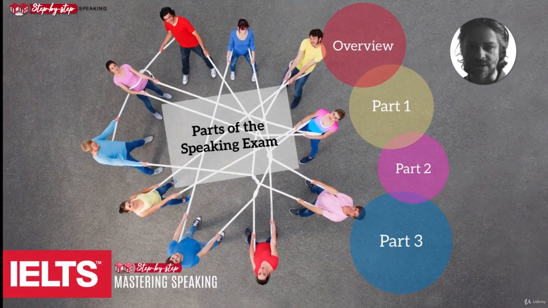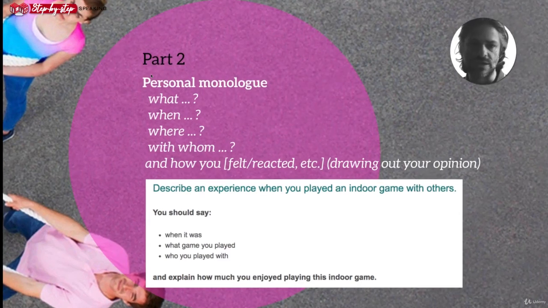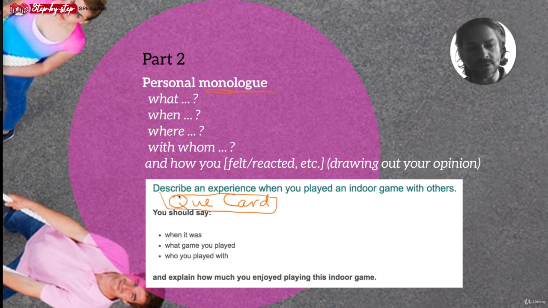Okay, so now let's go to part 2. Part 2 is where we talk about ourselves, but it's a monologue. Okay, so there's no one who's going to be asking you questions. You'll have one cue card. This is called a cue card, Q-U-E card. Okay, this thing that will be here. There'll be one cue card, and you need to speak for 2 minutes. Now I'll talk about that later.